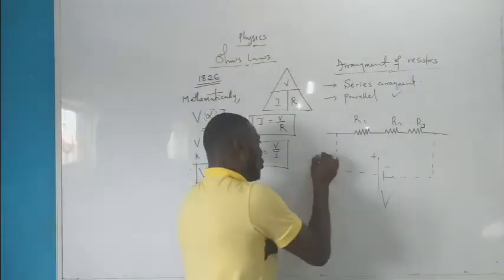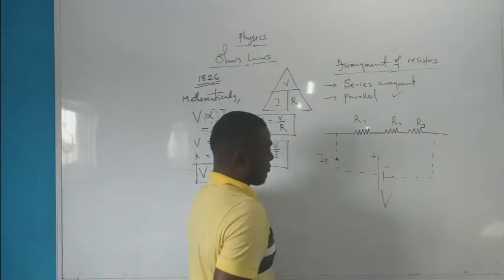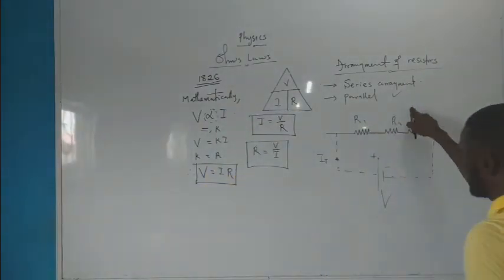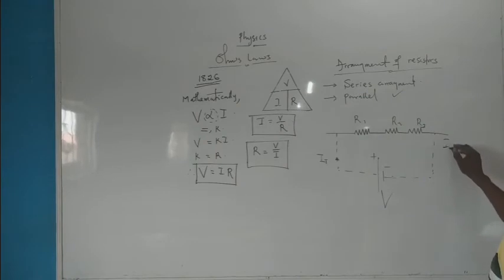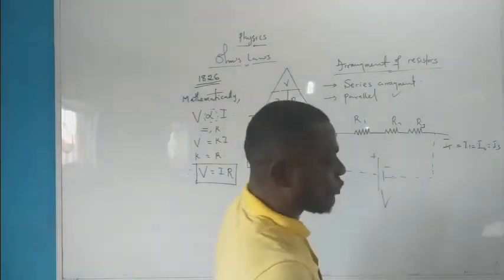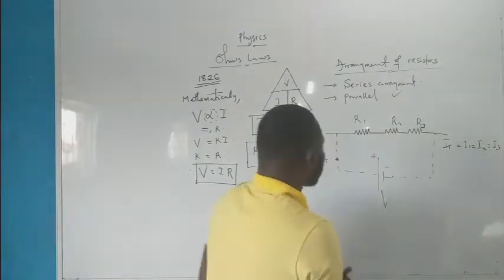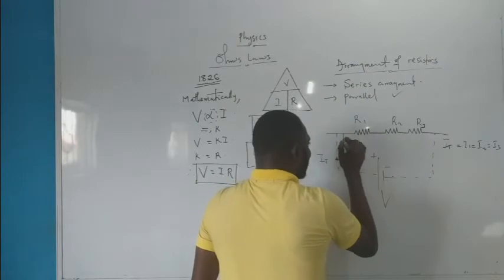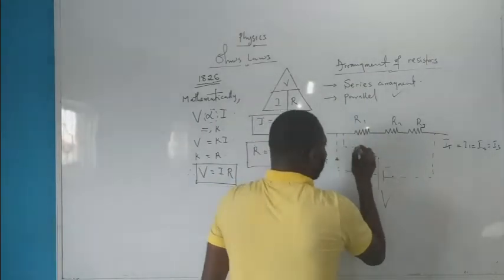That will be I total. I total is the same as I1, I2, and I3. That means I total equals I1 equals I2 equals I3. They have the same current flowing. But the potential difference will be different; they are not the same.